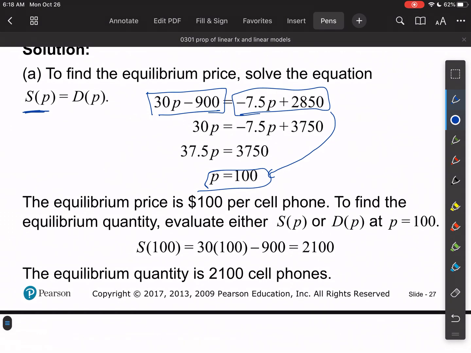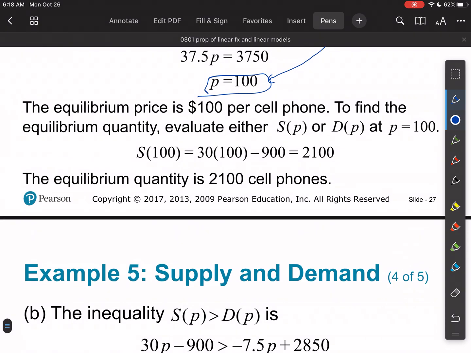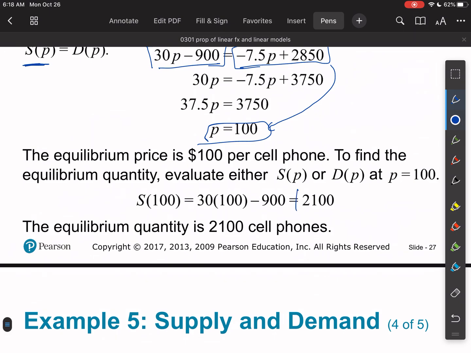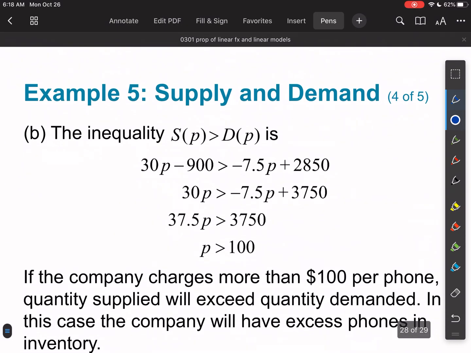So at $100 a cell phone, no one's making any money. That's equilibrium. So they probably want to charge more than that, and then you can plug that back in and figure out at how many phones that happens. So for them to be making money, they're either going to want to increase their price or increase their sales, one or the other.